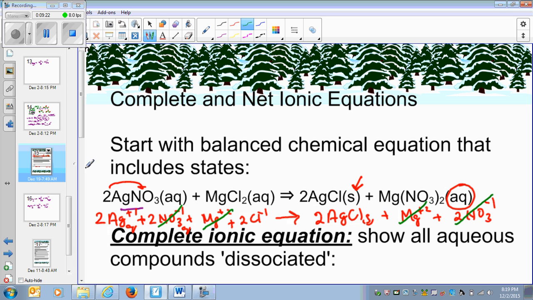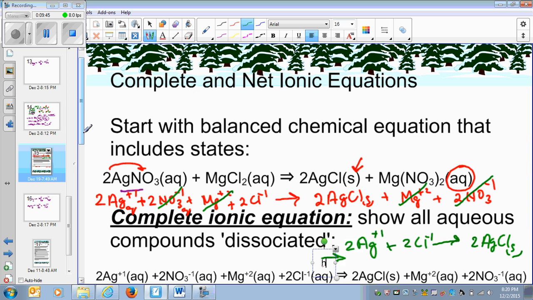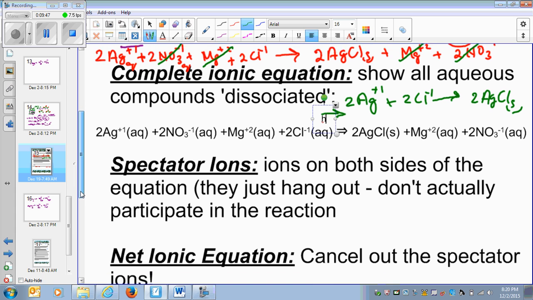So what is left now is 2Ag plus 1 plus 2Cl minus 1, and on the product side I have 2AgCl as a solid. So this is called net ionic equation. This is called ionic equation and this is net ionic equation. You're basically writing a dissociation equation.